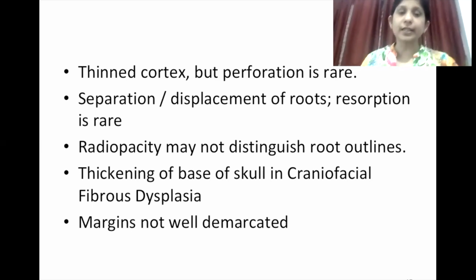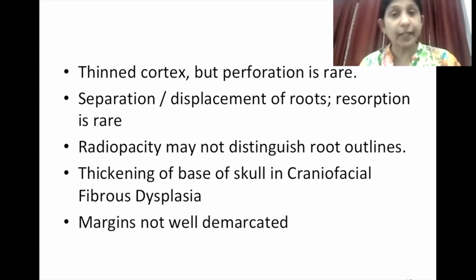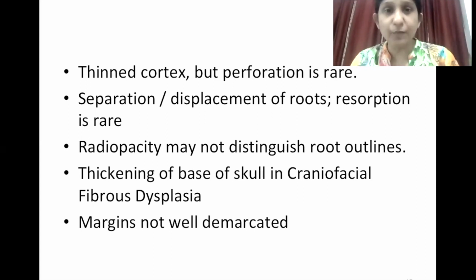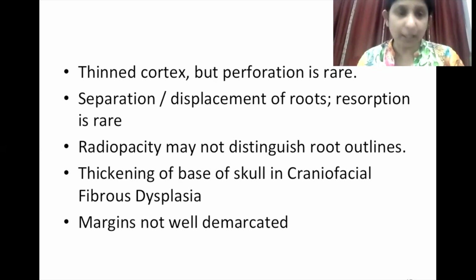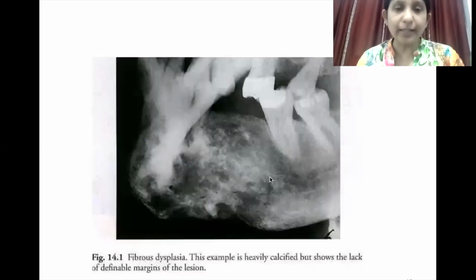Then you can also see a thickening of the base of the skull in craniofacial. There's another type of fibrous dysplasia called craniofacial fibrous dysplasia. In that, it will affect only the maxilla and the upper third of the face. There you will find the base of the skull is also thickened, and the margins are not really well demarcated. So that's how you see a ground glass appearance. You can see that there are alternate areas of radio opacity as well as radiolucency.